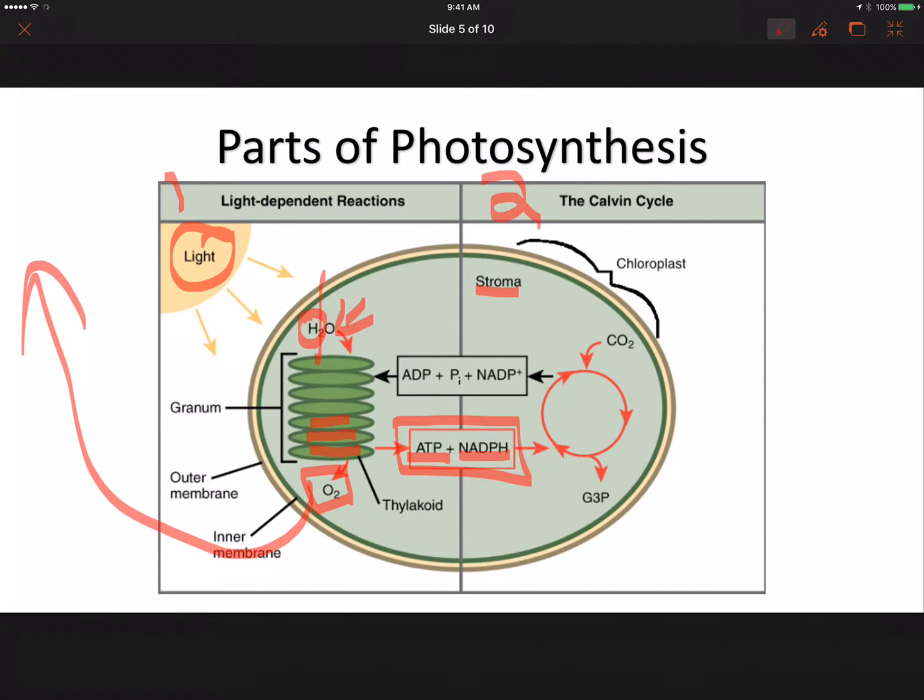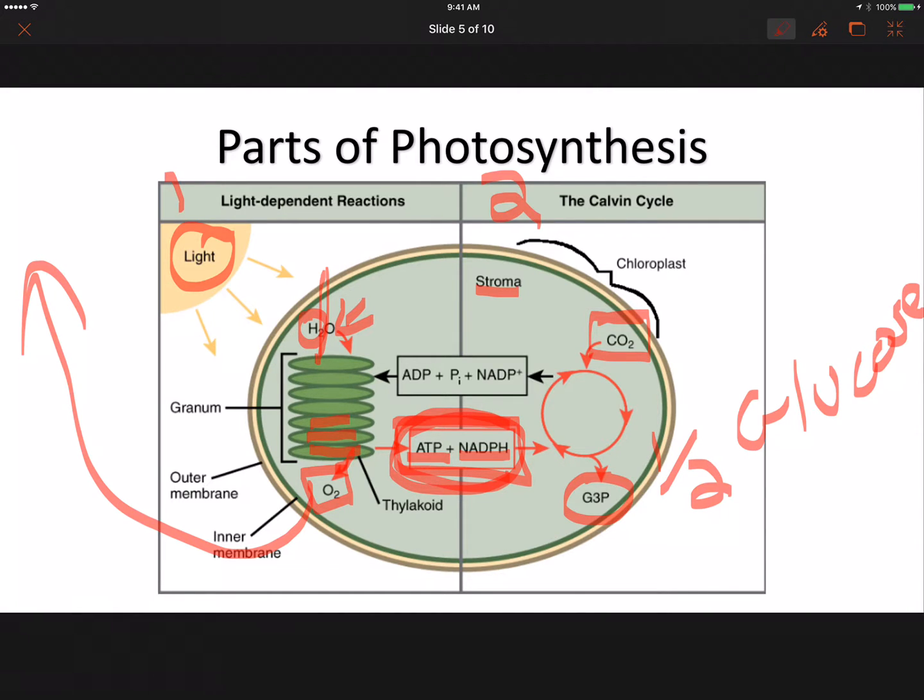So our light-dependent reaction is when we use the energy from the sun to split a water molecule, which results in some energy production and the release of oxygen. Now the second part, the Calvin cycle, is where we take that energy that we made and use that energy to convert carbon dioxide into a sugar. This thing that says G3P is basically 1/2 of a glucose. We'll look at that in a little more detail on some upcoming slides.